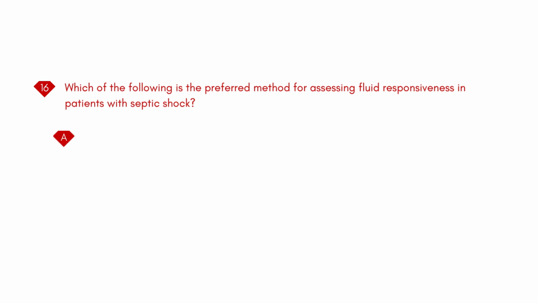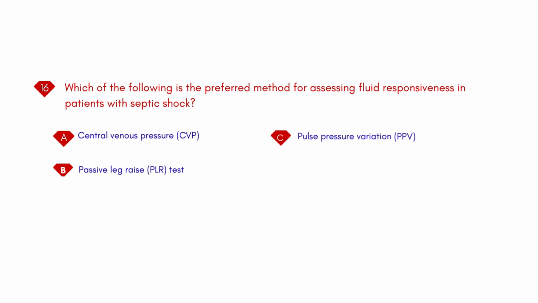Which of the following is the preferred method for assessing fluid responsiveness in patients with septic shock? A. Central venous pressure, CVP. B. Passive leg raise, PLR, test. C. Pulse pressure variation, PPV. D. Echocardiography. Answer: C. Pulse pressure variation, PPV.